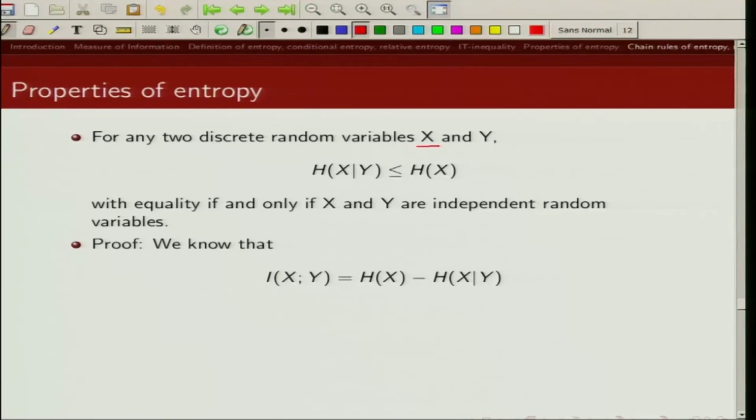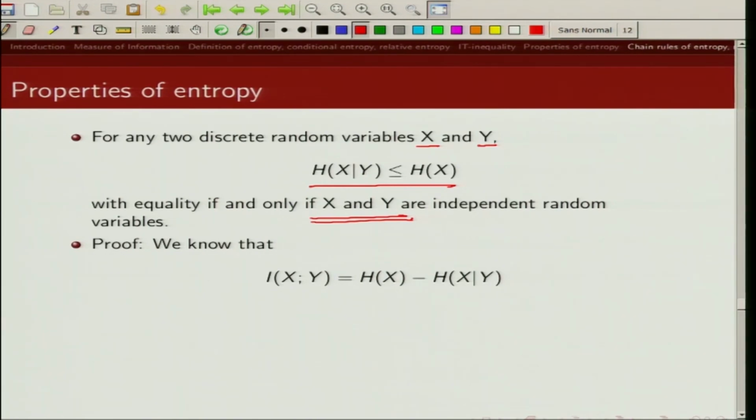Now let us prove some more properties of the entropy function. If you have two discrete random variables x and y, then conditioning cannot increase entropy. So entropy of x given y is always less than or equal to entropy of x, and this equality happens only if x and y are independent. In that case, y does not provide any information or reduction in uncertainty of x.